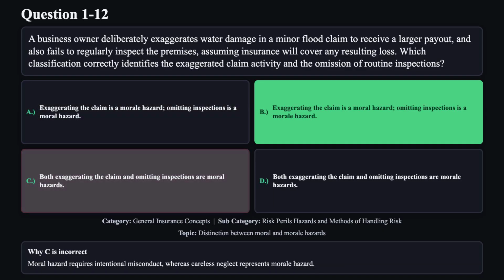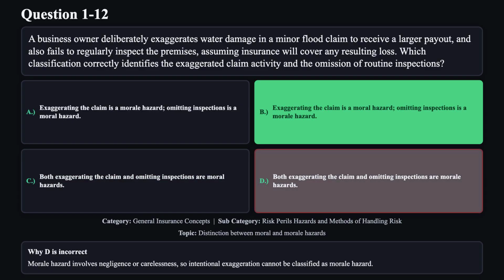Reason C is not correct. Moral hazard requires intentional misconduct, whereas careless neglect represents morale hazard. Reason D is not correct. Morale hazard involves negligence or carelessness, so intentional exaggeration cannot be classified as morale hazard.